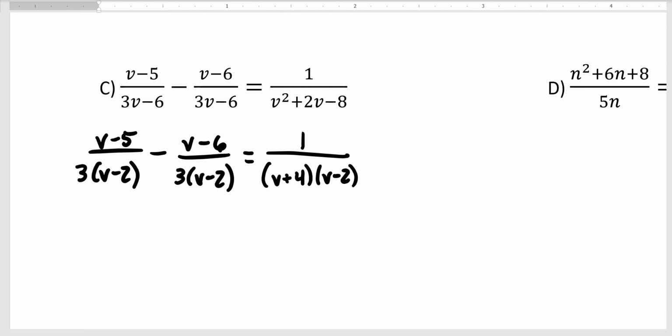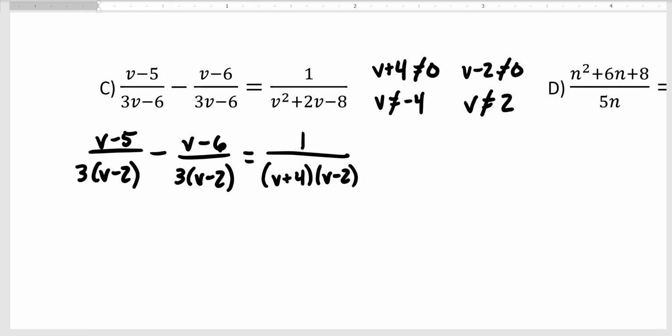So let's look at the factors in our denominators, because we know we can't have values that equal those. So that means v cannot equal negative 4. We also have v minus 2. We know v cannot equal 2 then. So there are our excluded values. Now, in order to get common denominators, I need to multiply this fraction by 3 over 3 to get the 3 in there, right? Need to have that. And then I need to multiply the two fractions on the left by v plus 4 so that those are included.